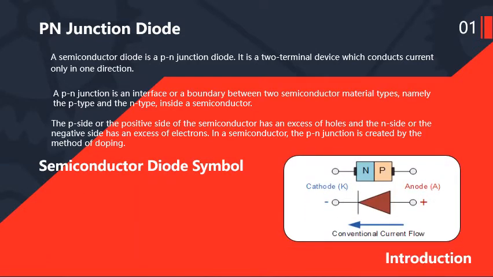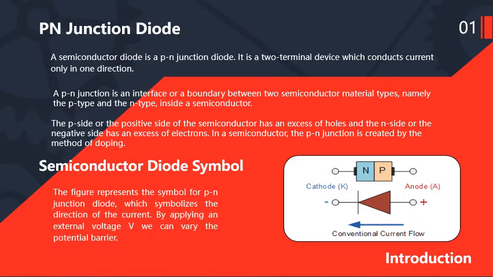So this is the symbol of the semiconductor diode or PN junction diode. This is a two-terminal device. The terminal names are anode and cathode. The first is a conventional diagram, the second is a symbolic diagram, and the conventional current flow is also indicated in this diagram. The figure represents the symbol of the PN junction diode, which symbolizes the direction of the current. By applying an external voltage V, we can vary the potential barrier.